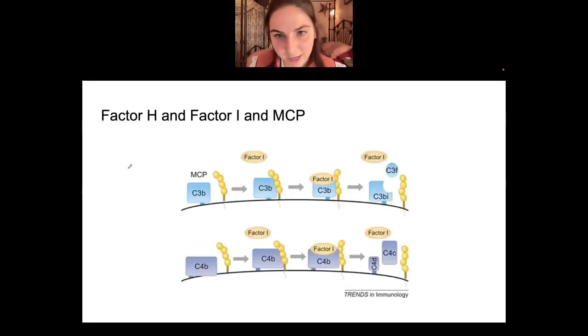So factor H, factor I, and MCP, this is what they do. MCP is this yellow thing here. C3b can be bound by MCP to regulate it, and then factor I can bind to it and make sure C3b remains inactive if it's not supposed to be active. That's all it's really doing. Factor I and MCP can similarly do this with C4b, making sure they remain inactive if you're not trying to activate complement.